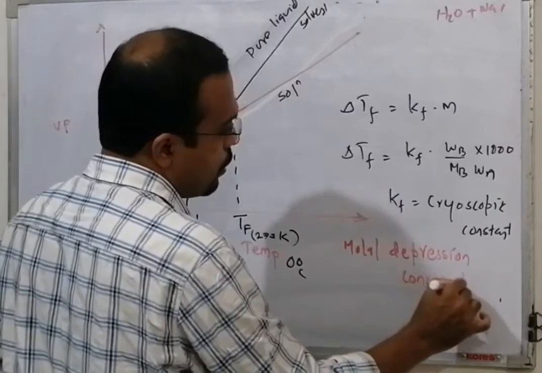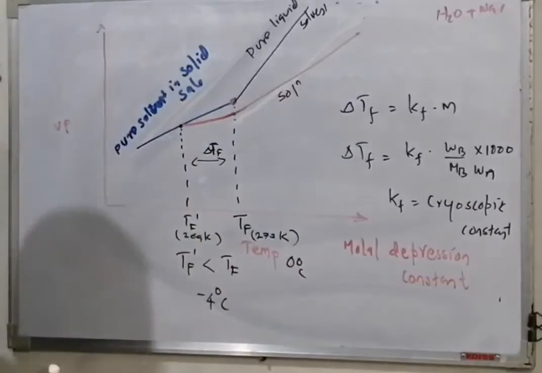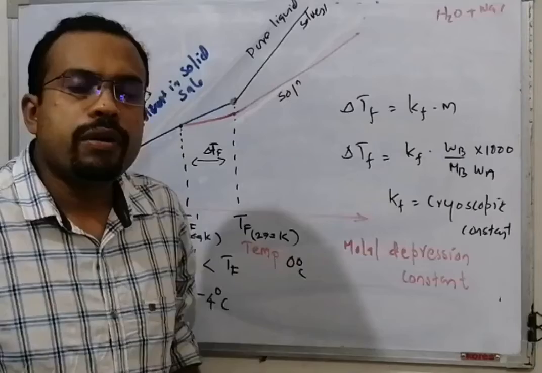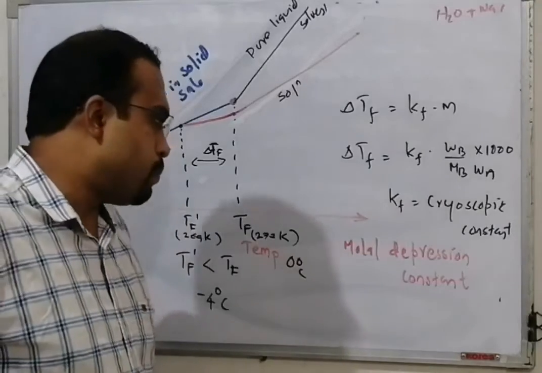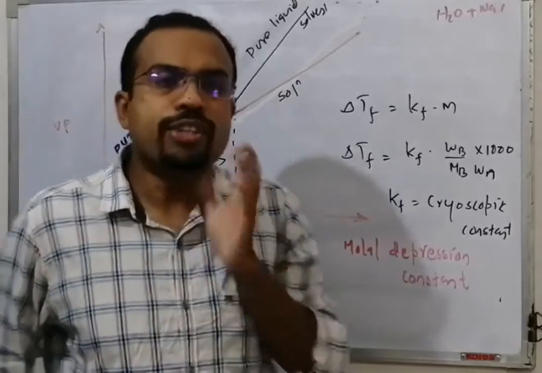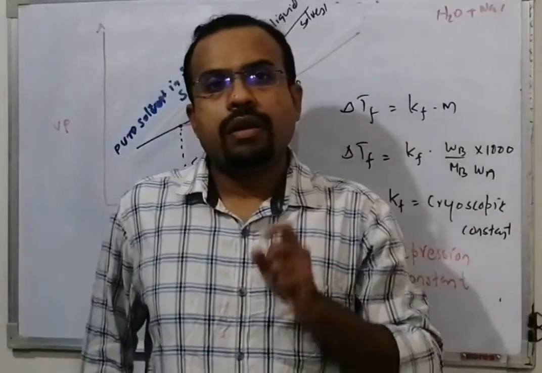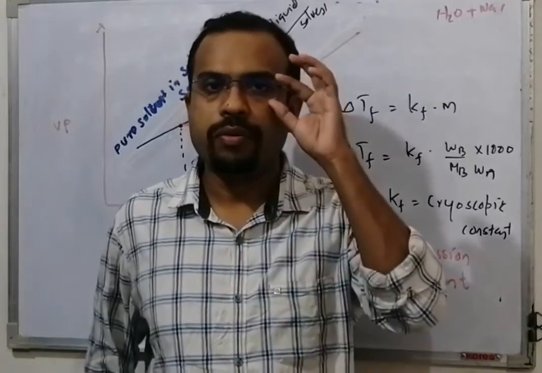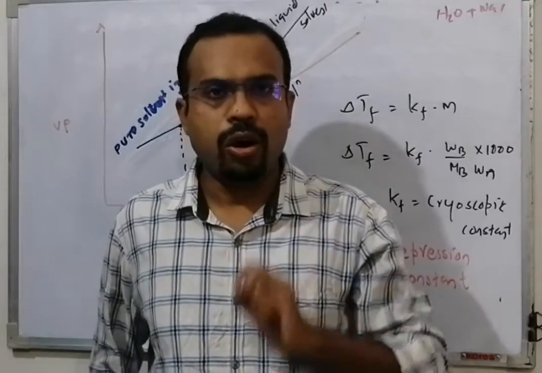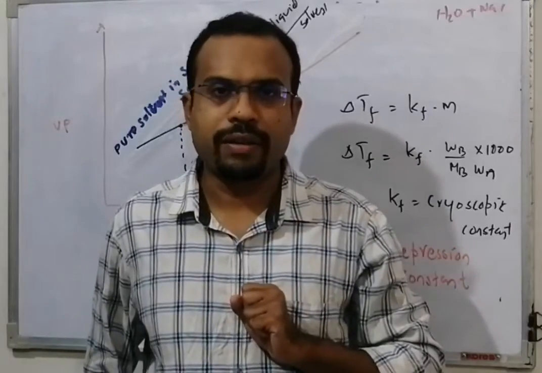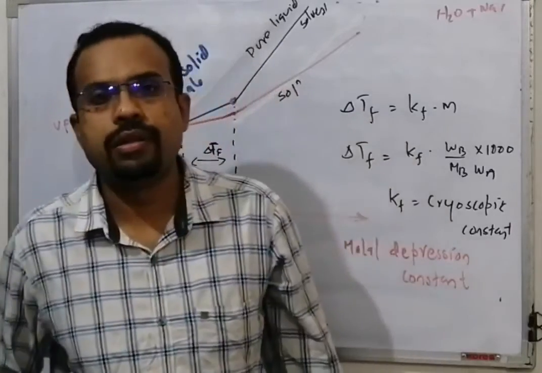Molal depression constant. Okay? Yes. Same equation in the case of elevation in boiling point, with the molal elevation constant. Now, in summary, a solvent will freeze at a lower temperature if you dissolve something in it. Okay, I will tell you some examples.